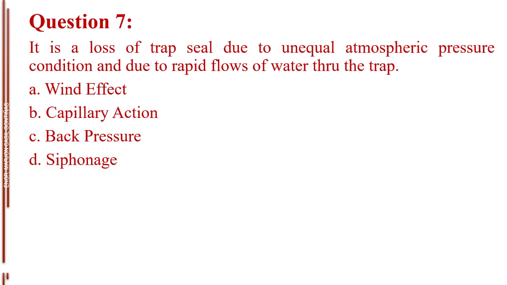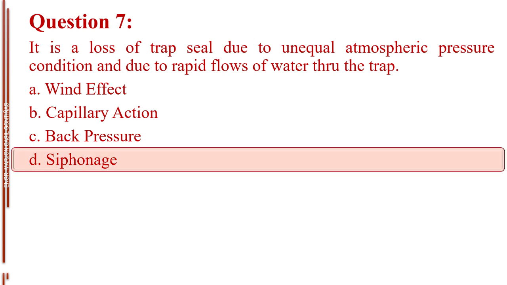Question number 7. It is a loss of trap seal due to unequal atmospheric pressure condition and due to rapid flows of water through the trap. Letter A, wind effect. Letter B, capillary action. Letter C, back pressure. Letter D, siphonage. The answer is letter D, siphonage.